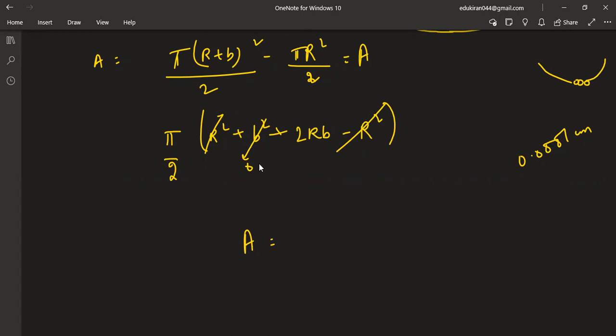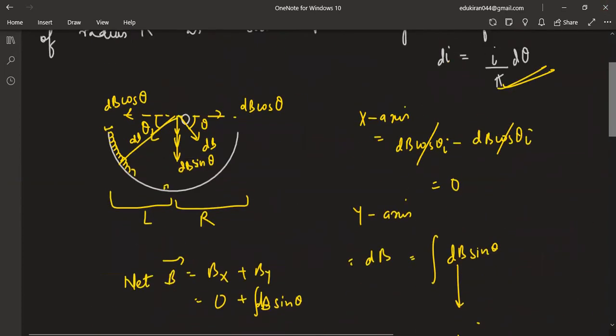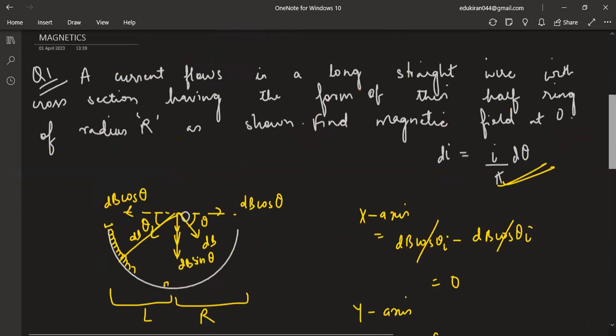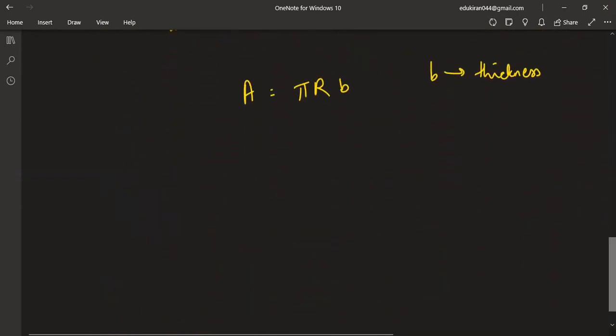So area is ultimately left how much? Pi, the radius into the thickness. Till now, b I am taking as the thickness. Please try to understand concepts from this question, because this is a very big question which has lots of modifications from this part. That's why I've started with this one. It's a very lengthy question, but it has concepts. I'll repeat it once also. Just try to understand it slowly first. So see, pi rb, you have it.